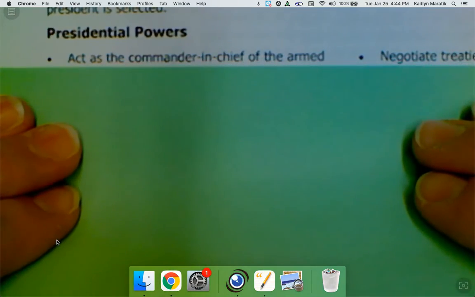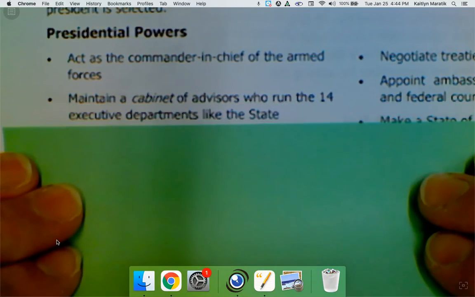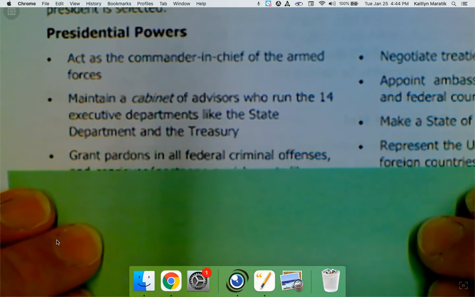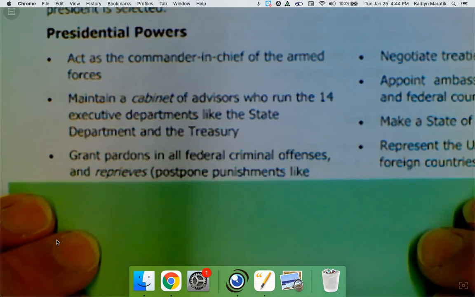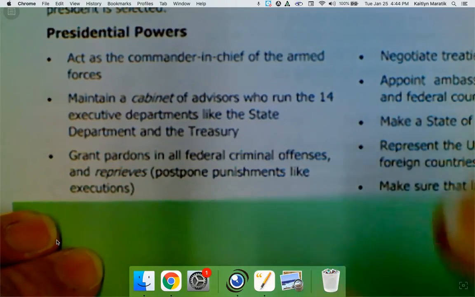Presidents act as the commander-in-chief of the armed forces. They maintain a cabinet of advisors, or a group of people who run the 14 executive departments, like the State Department and the Treasury. They grant pardons in all federal criminal offenses and reprieves, or postpone punishments like executions.